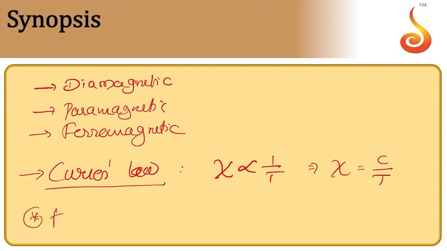In the case of ferromagnetic materials, this law can be represented in a slightly different form. This is represented as K divided by T minus Tc, where Tc is nothing but the Curie temperature. So, in the case of ferromagnetic materials, the susceptibility is very high and constant up to a certain temperature, above which it varies with temperature according to this equation, chi is equal to K divided by T minus Tc.